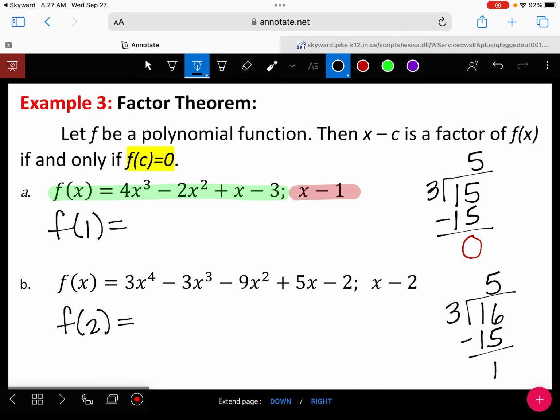So when you see these questions in homework 15, this is how you're going to test if it is a factor. You're going to test to see if it's a factor based off of the remainder. If the remainder is 0, it is a factor. So now we're going to take that 1 and substitute it in. So that would be 4 times 1 cubed minus 2 times 1 squared plus 1 minus 3. Type that in your calculator.